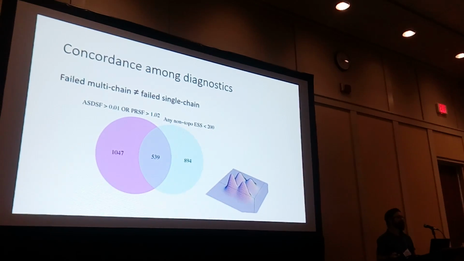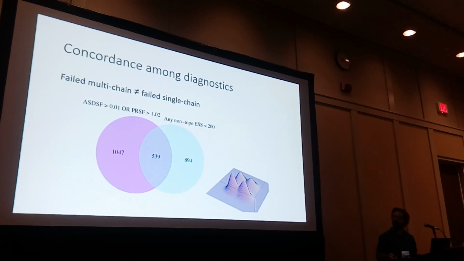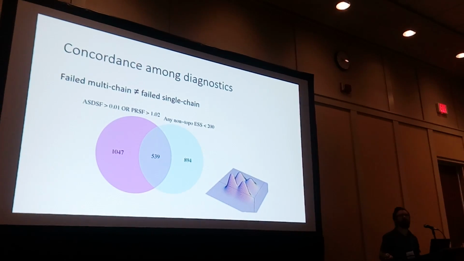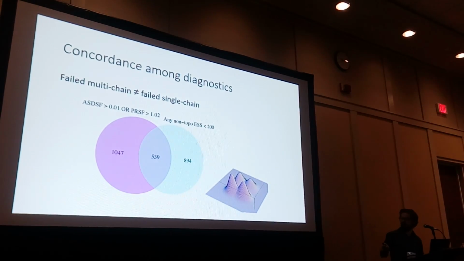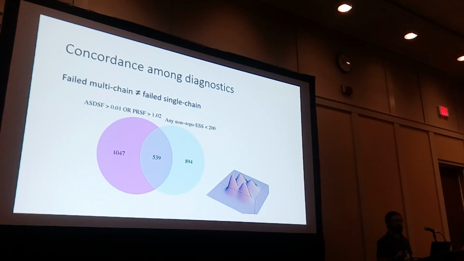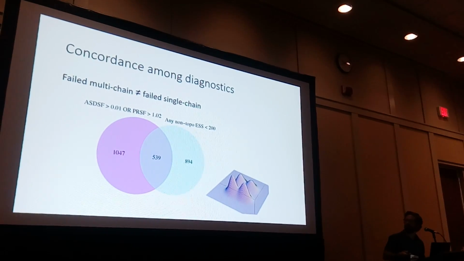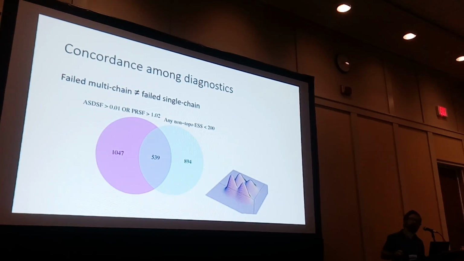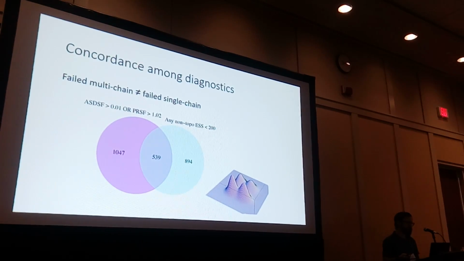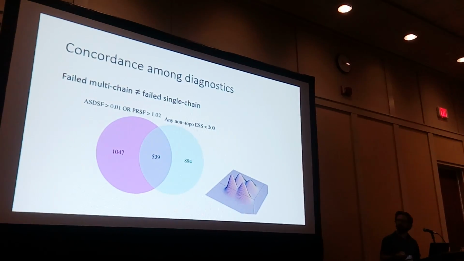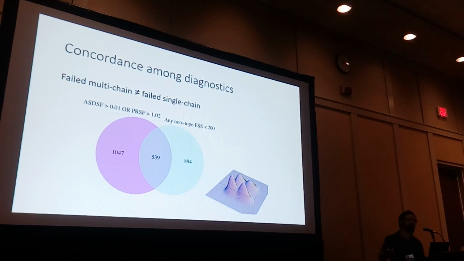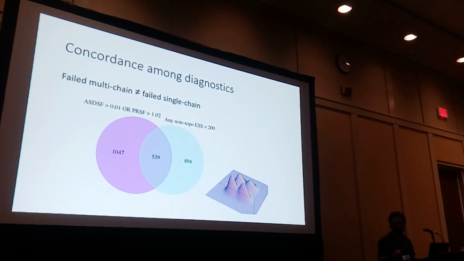Similarly, if we look at multi-chain versus single-chain diagnostics, we've got our potential scale reduction factor and average standard deviation of split frequencies for topology and non-topology on the left, and then just whether chains are failing effective sample size for one or more parameters. There's some more overlap here, but still a lot of chains that are failing one or the other, but not both. So this might be partially reflective of chains where we have broken landscapes, with chains sampling seemingly well from one of these peaks, but our multiple chains not convergent.